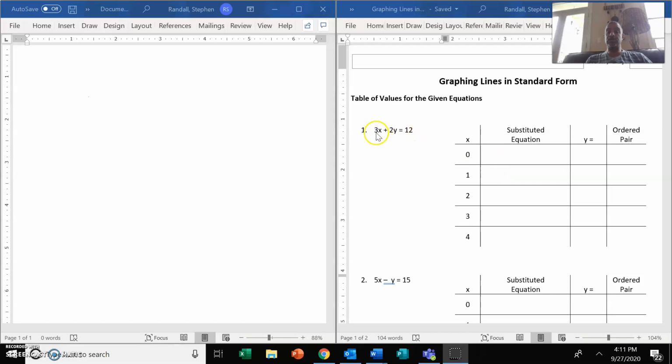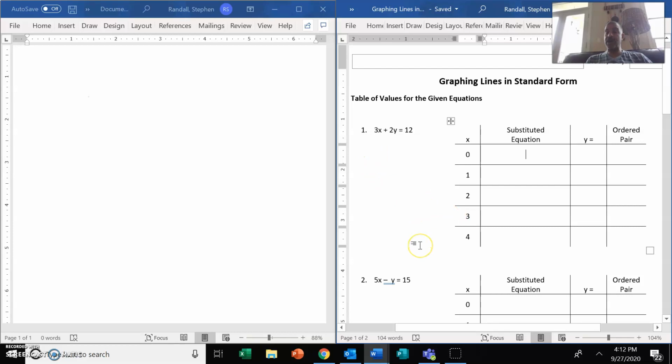Number 1 is 3x plus 2y equals 12. Again, 3x plus 2y equals 12. As you can see in the table, I've already selected numbers for x: 0, 1, 2, 3, 4. Although x can be any number, I've pre-selected these numbers. And now, given those numbers, I'm going to figure out what the y would be.